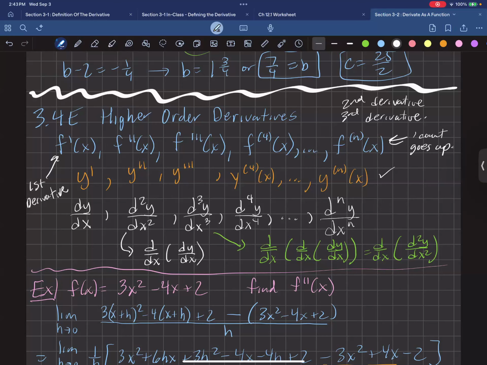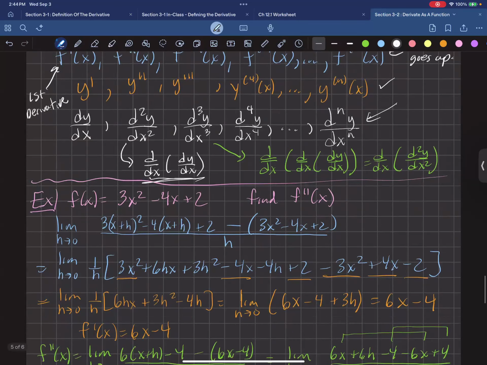Same thing with here. Leibniz notation never needs the parentheses because it's always done using numbers, so it's consistent. Another way of writing this is d/dx of dy/dx.